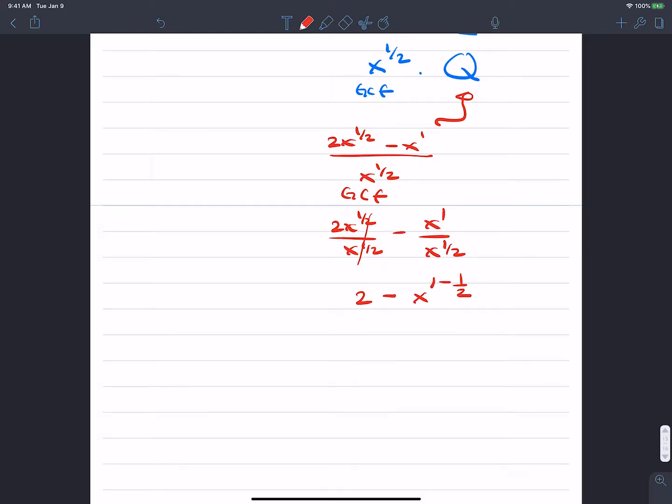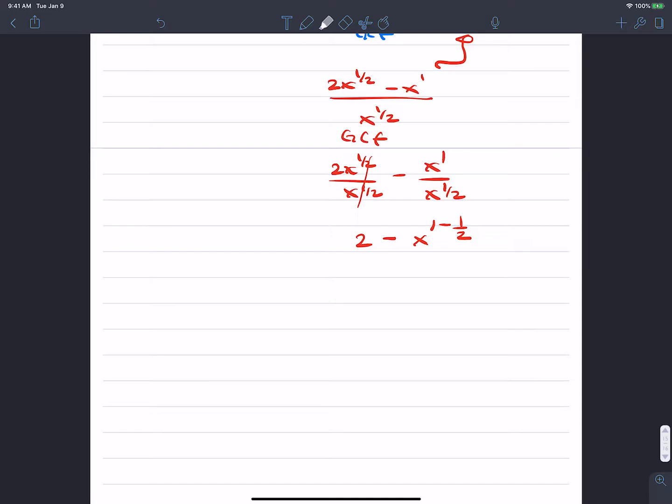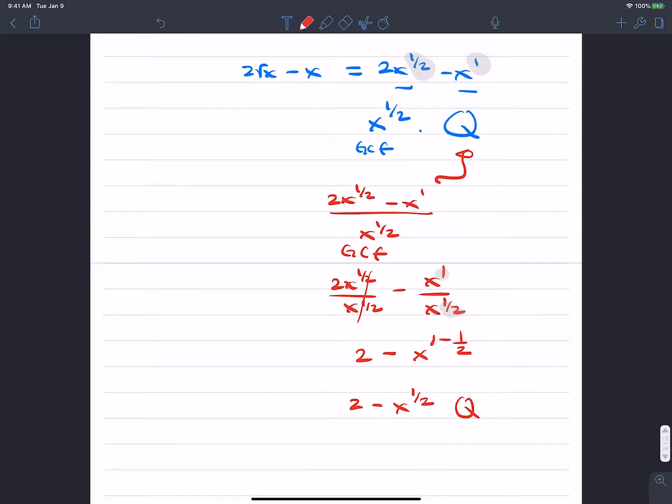Is that right? Guys, remember that? That's from beginning intermediate algebra. If you want, I have a video on that, from intermediate algebra. What's 1 minus 1/2? It's 2 minus x to the what? Is that positive 1/2? This is my quotient. That's the q they're talking about: 2 minus x to the 1/2. So I'm going to replace this q here with 2 minus x to the 1/2.